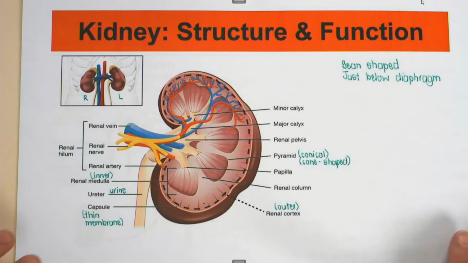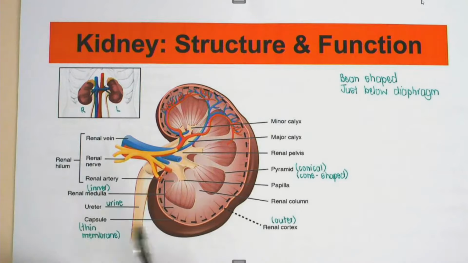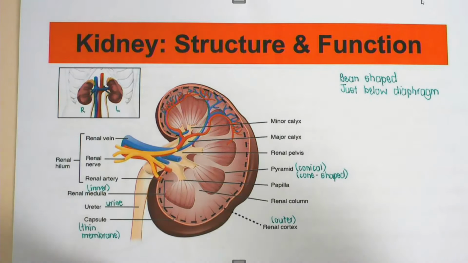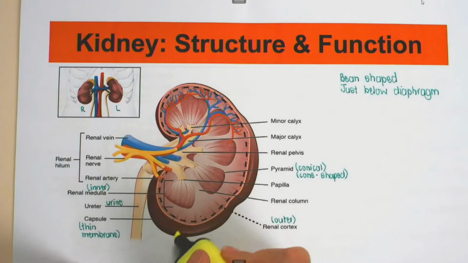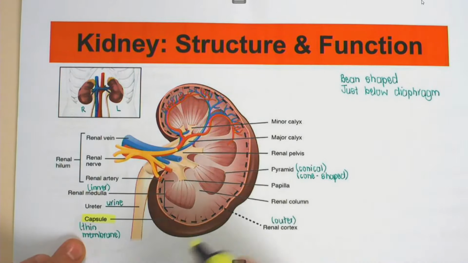The kidney, now we look at the kidney up close and personal. We take one of them, cut it in half, and this is how it looks inside. Very important again. Let's have a look. The first thing I want you to know is that on the outside we have the capsule. The capsule is a thin membrane that you get all around the kidney.